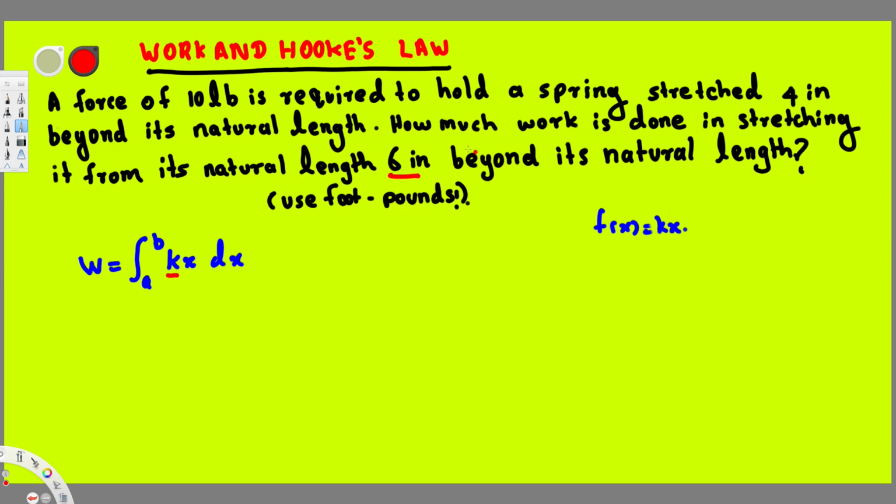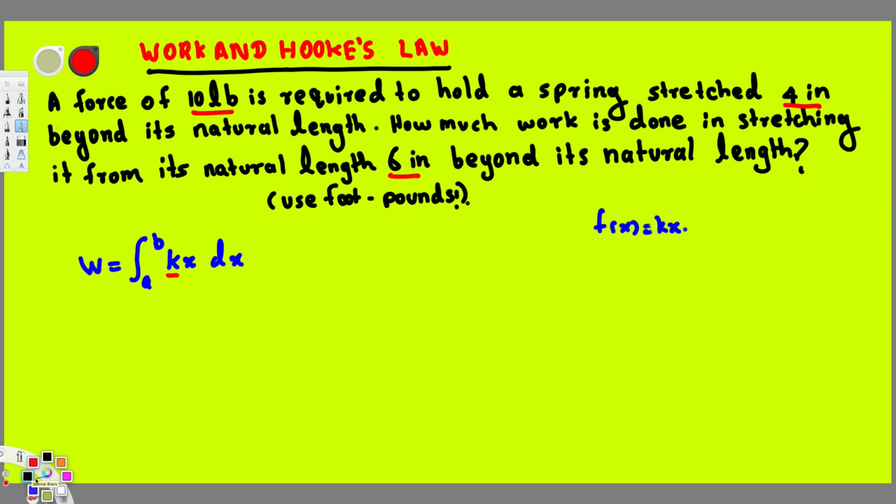The spring constant hasn't been given in the question, so we have to find that out. And x is what we apply the limits of integration to after we integrate. Now we have to find the spring constant in order to solve this problem. To find it, we have to use the first information provided. They said that a force of 10 pounds is required to hold a spring stretched 4 inches beyond its natural length, so we can use this to find the spring constant.